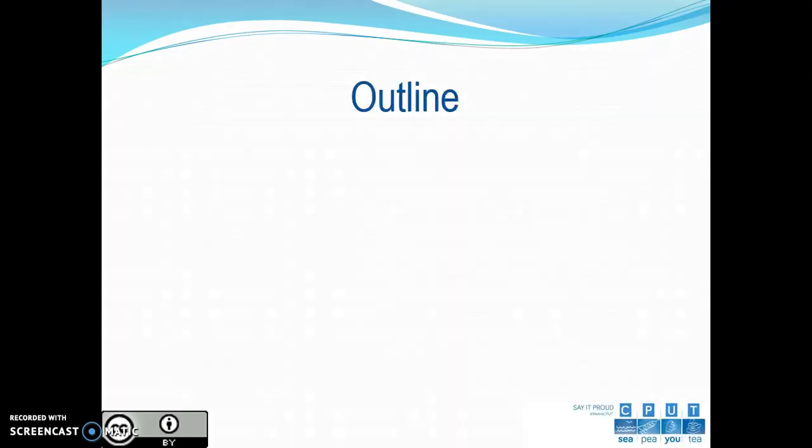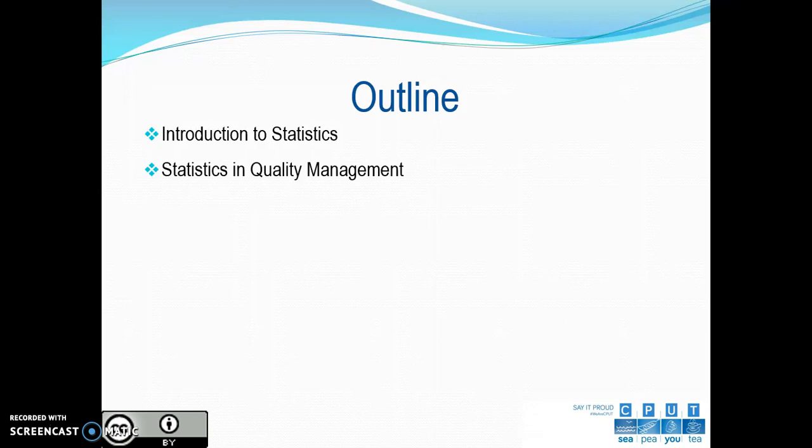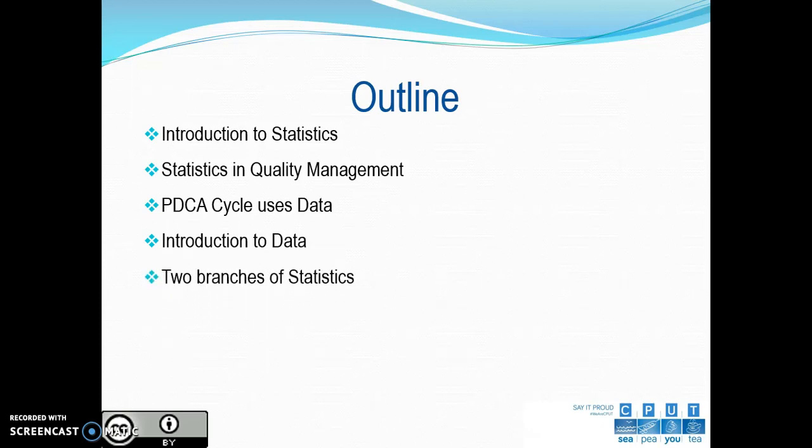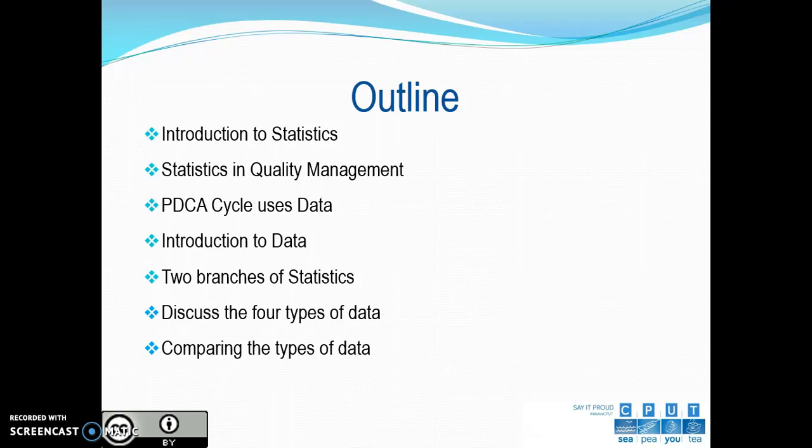The following is our outline, which will give a brief summary on the points I am going to present today. Firstly, I will be introducing you to statistics. Explain how statistics is used in quality management. Explain how the PDCA cycle uses data. I will also introduce you to data. Give a brief summary on the 2 branches of statistics. Discuss the 4 types of data in detail. Compare these types of data to each other. And lastly, I will conclude.